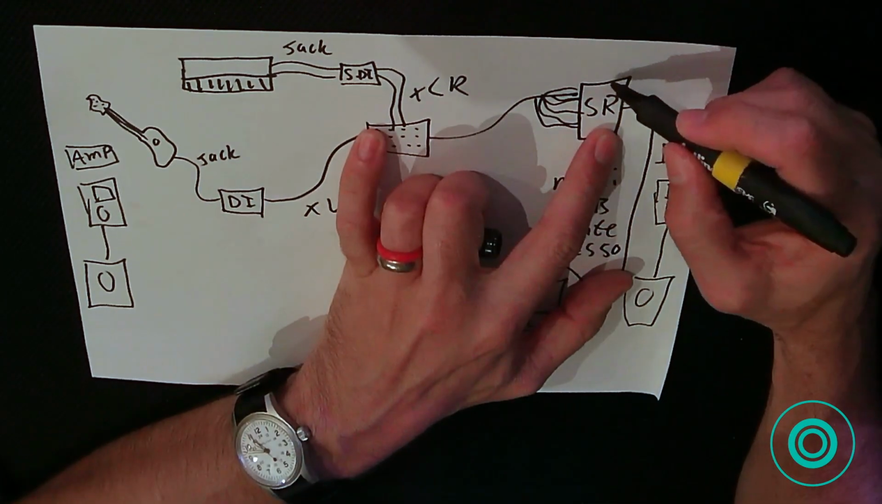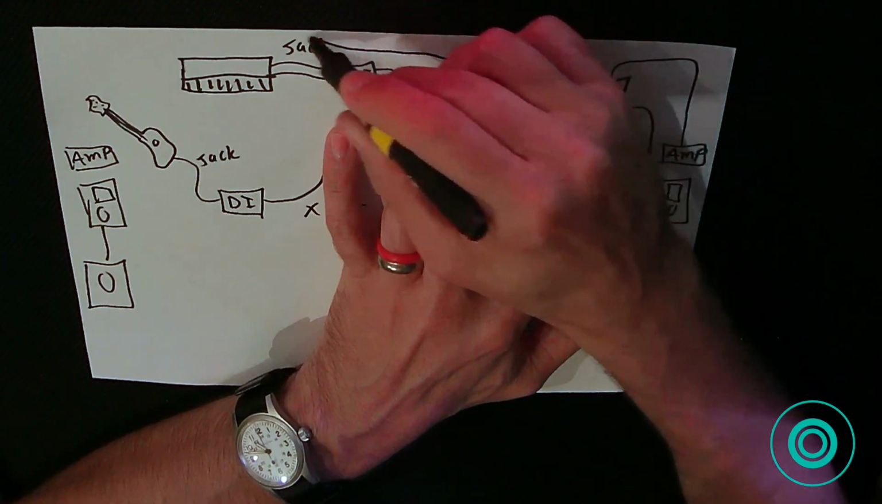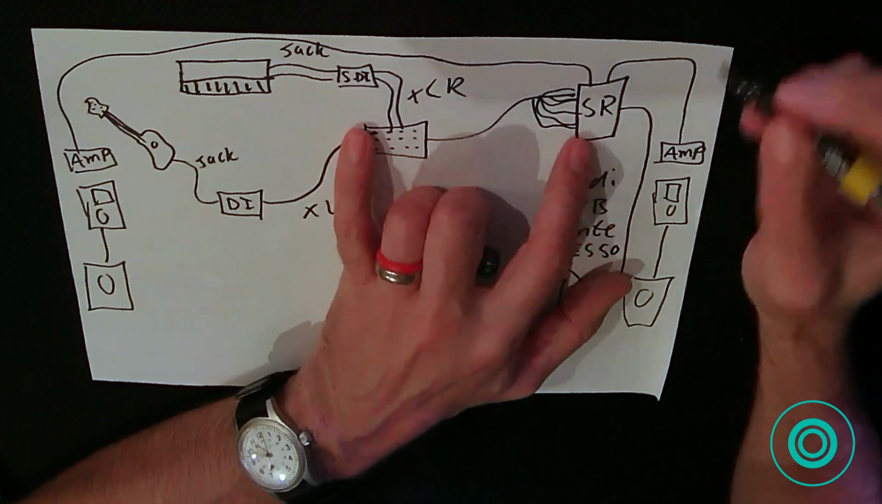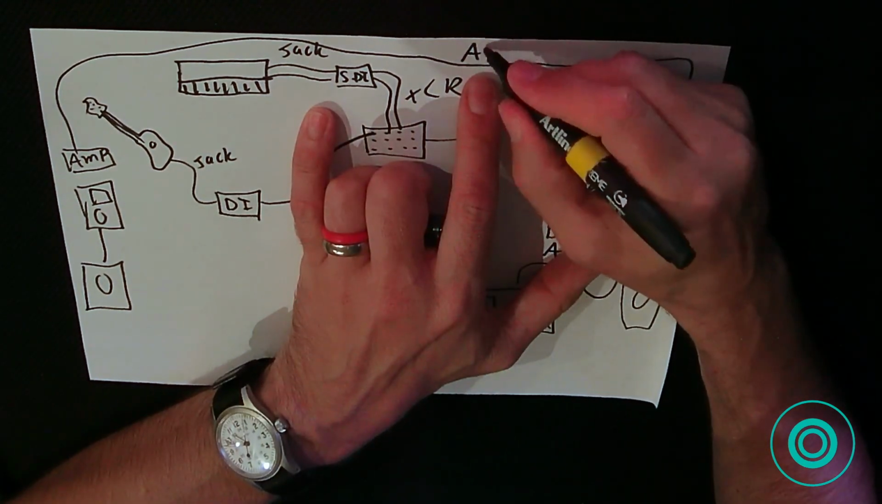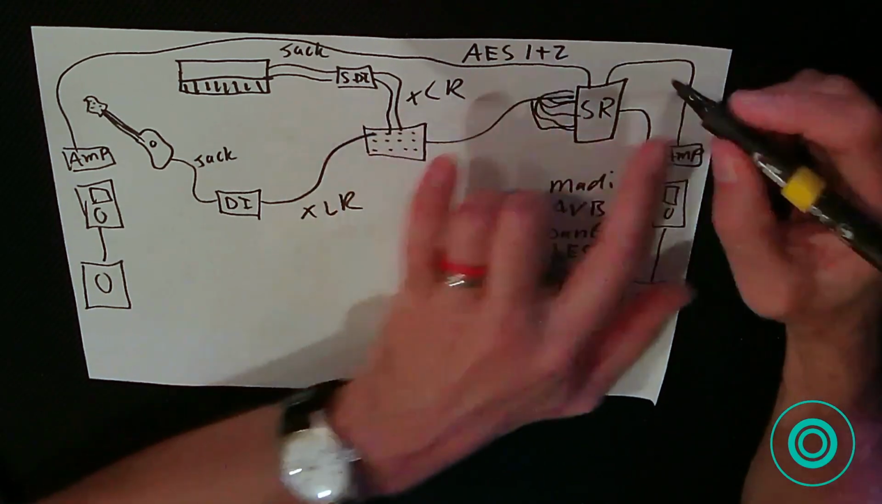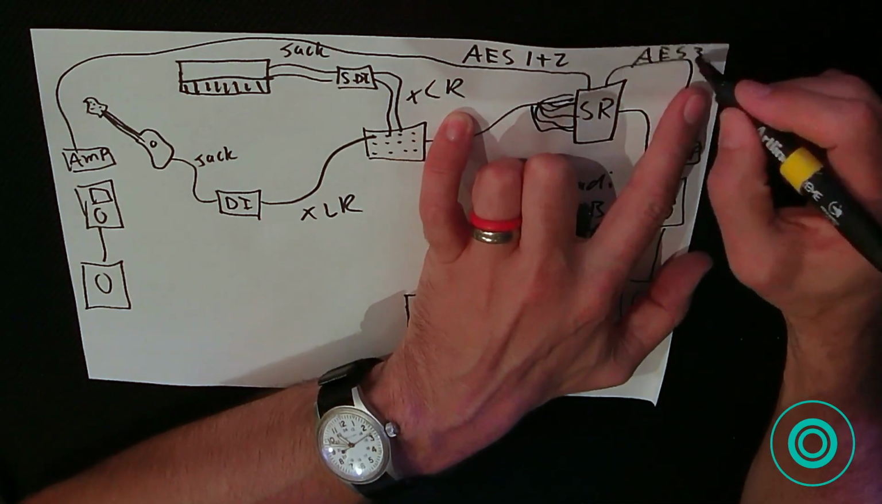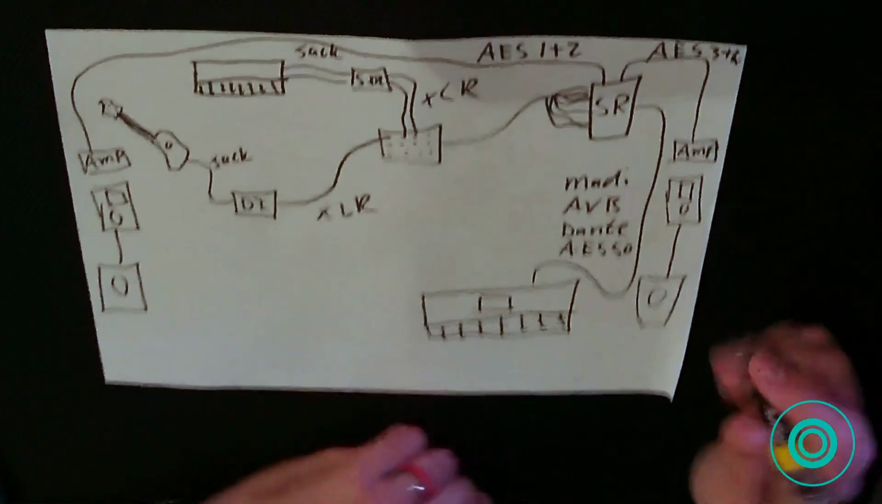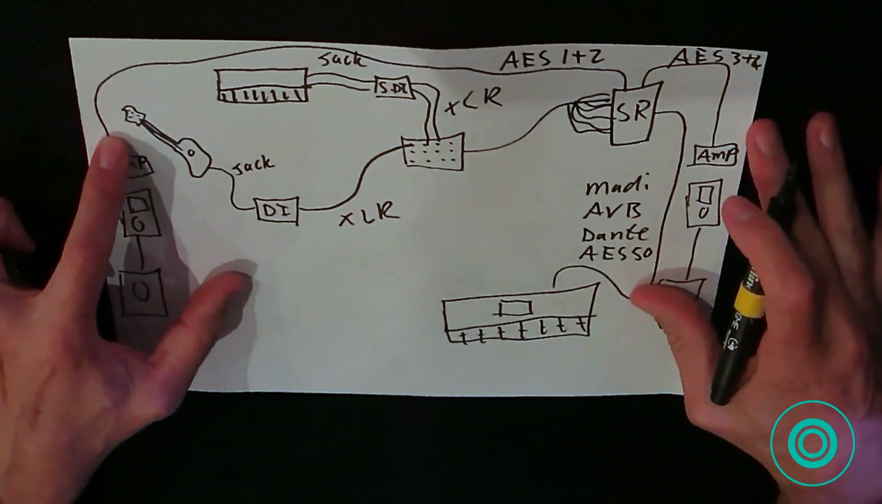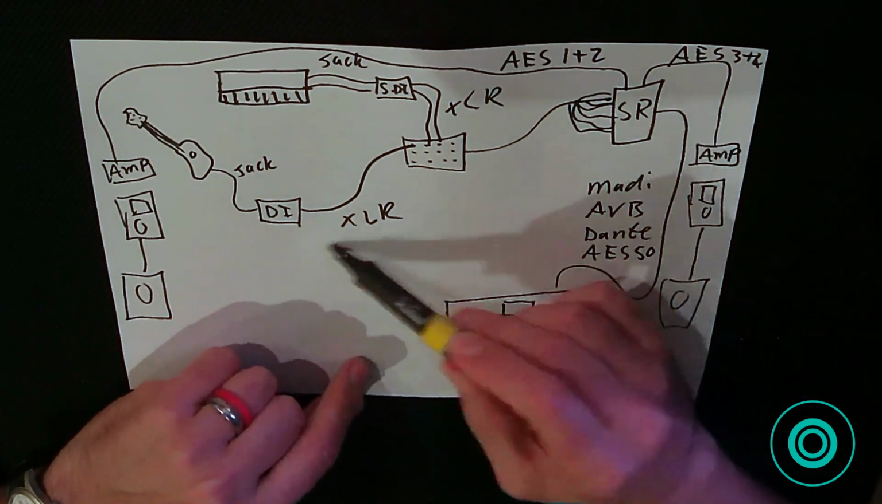We're going to go out to the other side. And this is AES 1 and 2. AES 3 and 4. So you see, when you start drawing it out, you can also see how many cables I need, how many jack-to-jacks I need, how many XLRs.